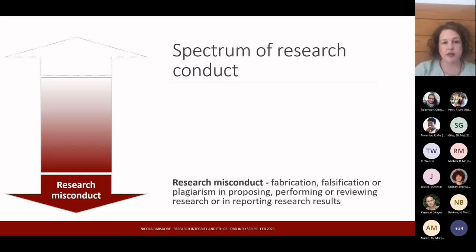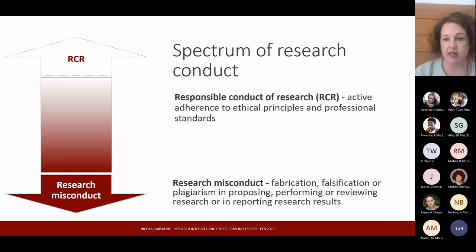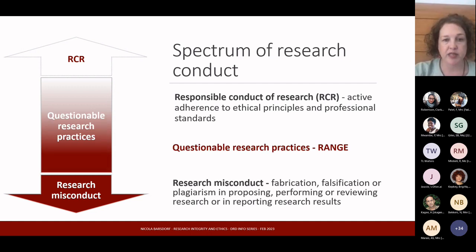And if we look at research conduct in general, we can see it on a spectrum. So this research misconduct, the fabrication, falsification, or plagiarism, is at one end of the spectrum or continuum. And at the other end of the spectrum is responsible conduct of research. So those are researchers who are actively adhering to ethical principles and professional standards. But in the middle here, there's a pretty large range of what we can call questionable research practices. They're not quite research misconduct, they're not fabrication, falsification, or plagiarism, but they're also not representative of the responsible conduct of research.